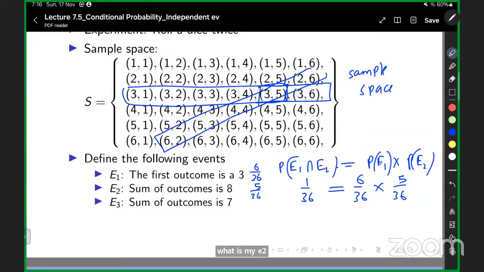Are they going to be the same? Not likely. So the sum of the outcome is 8, 2, 6, 1 by 6, and then first is 3 and sum 8. Yeah. So they are not independent.